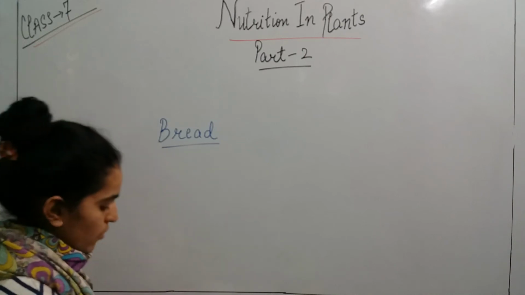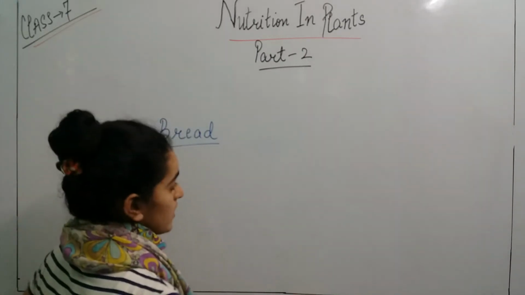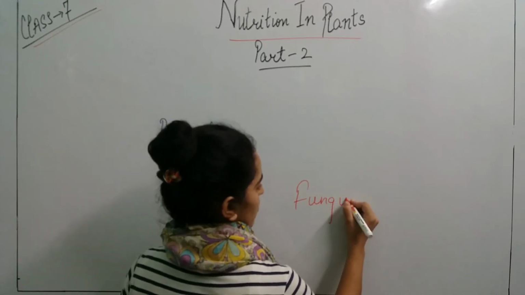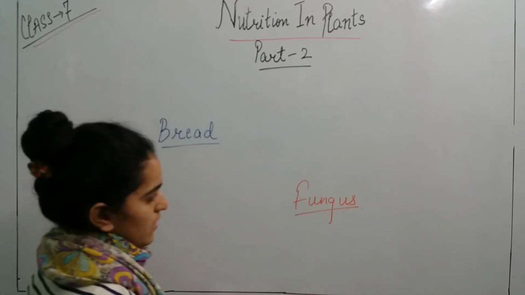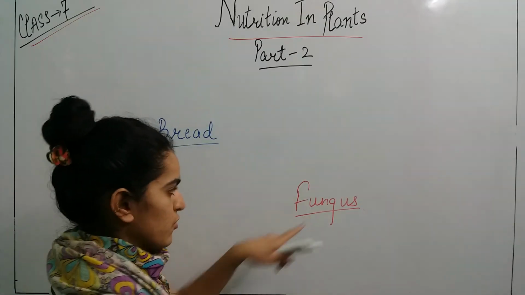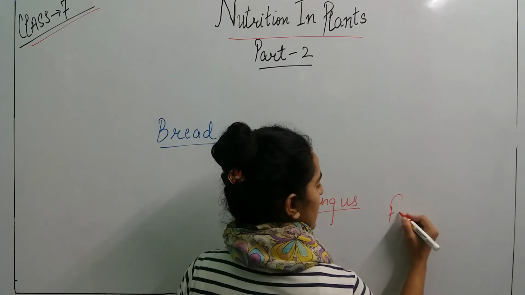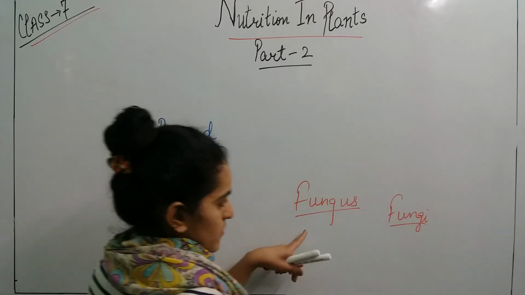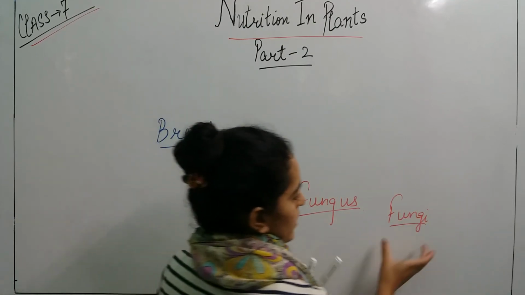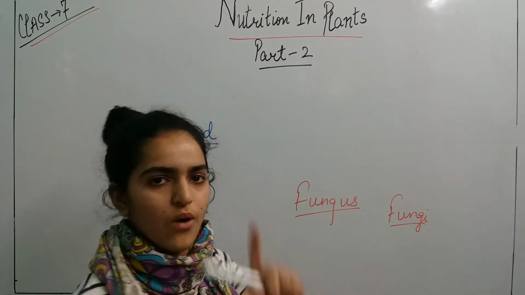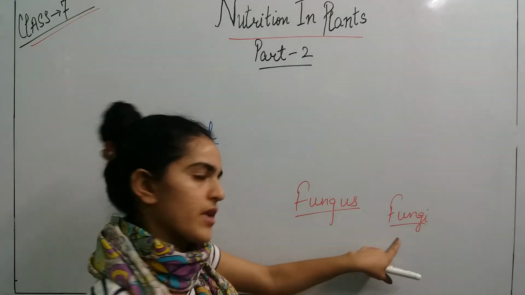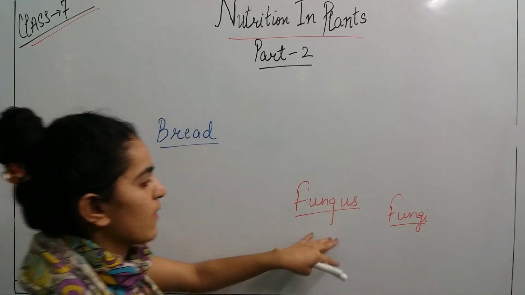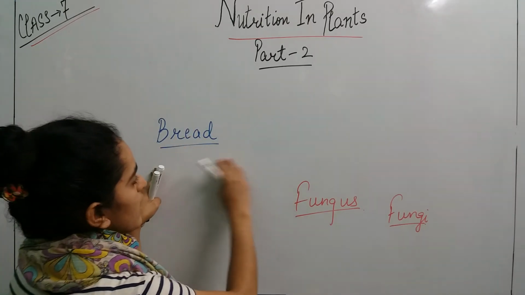What do we have to do? We have to check the organism that is called fungus. Fungi is the plural form, and fungus is used when we are talking about one. So we have to check about fungus by this experiment.